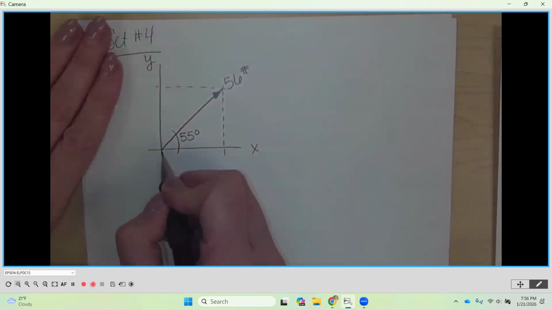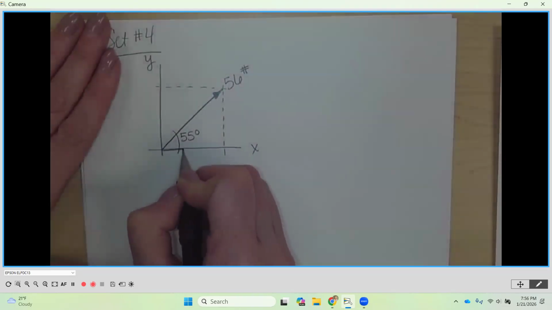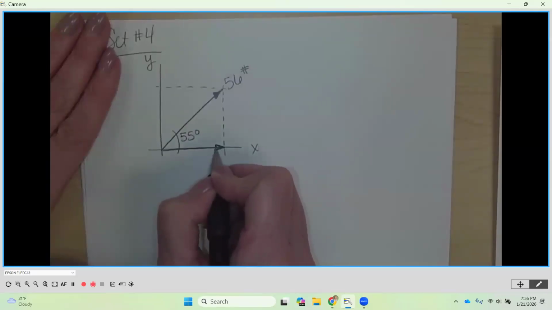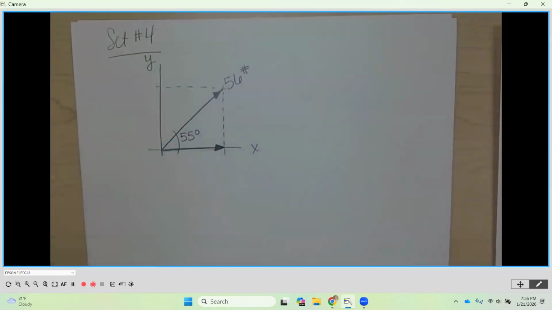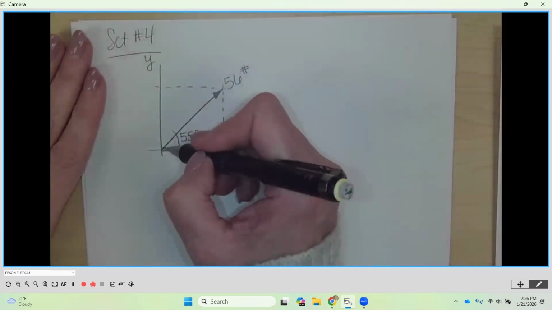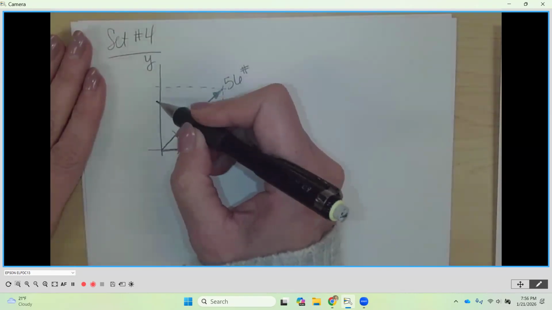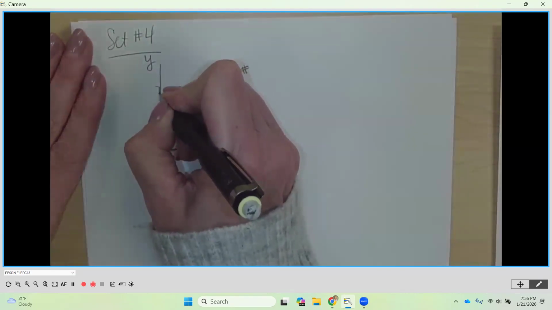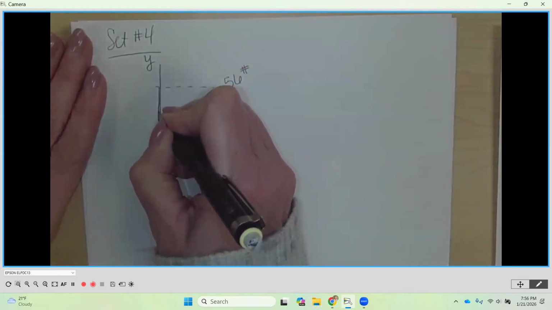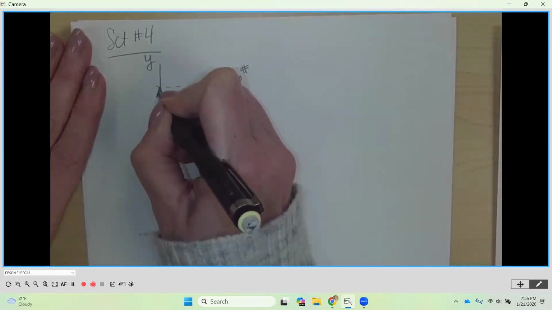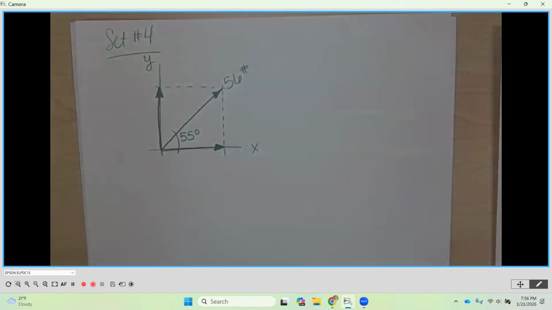For the x component, we're going to start the tail of the vector at the origin, and the tip is going to go to the intersection we just created. It is going to be along the x-axis. It is an x component. It lies on the x-axis. Okay, it doesn't float. You'll know what I mean in a little bit. The y component is on the y-axis, and it is going to start its tail at the origin, and its tip is going to point towards the intersection we just created.